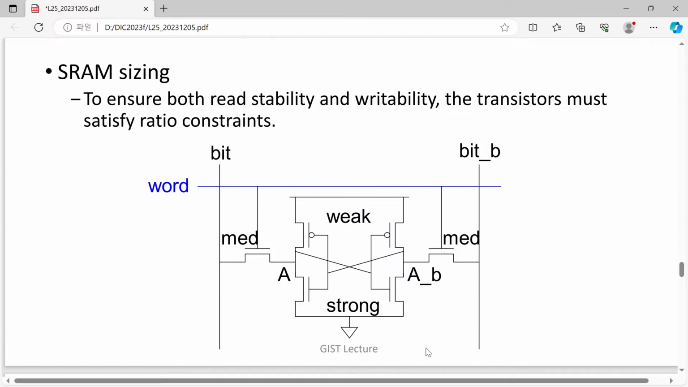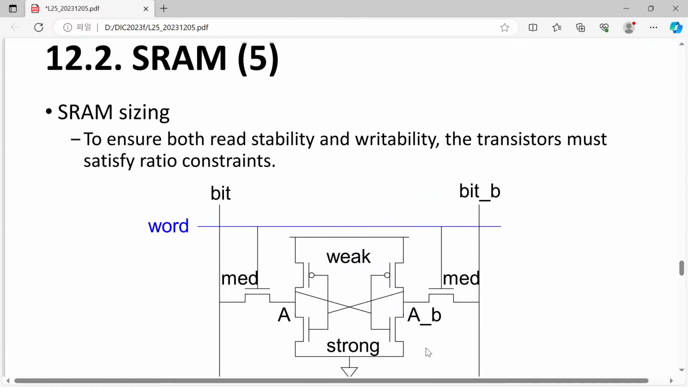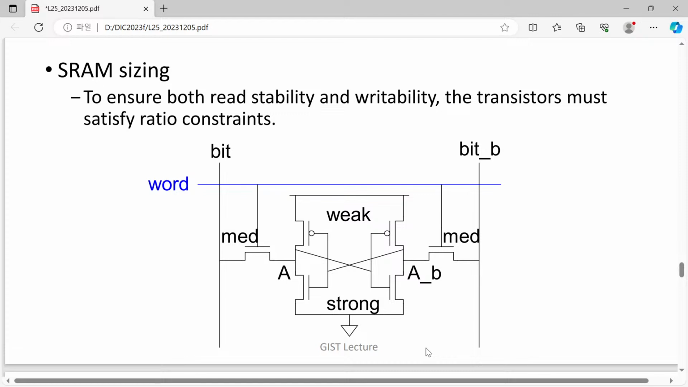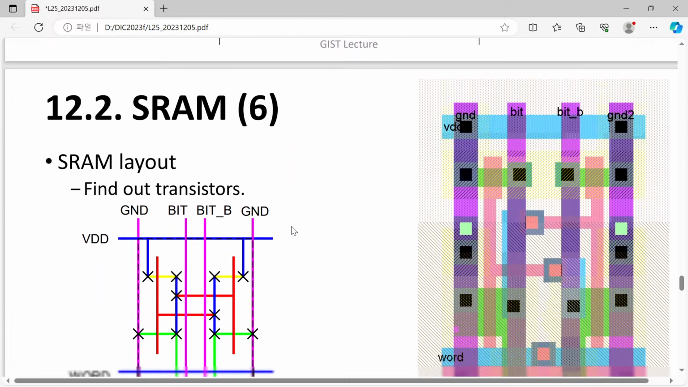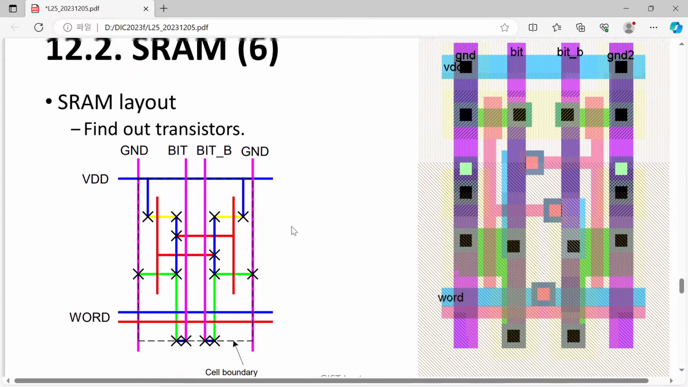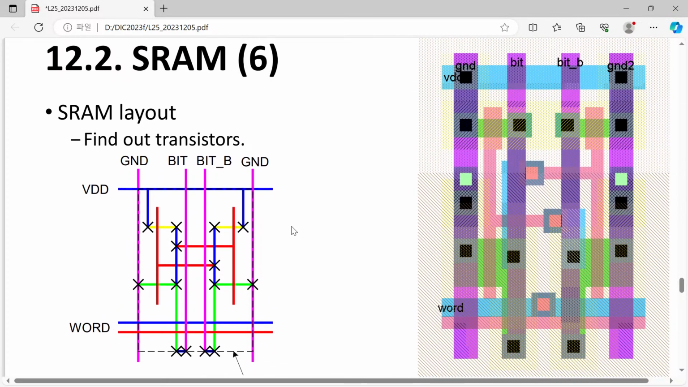So this is summarized here. In order to make the correct operation, we must have this kind of thing. The NMOSFET is the strongest, access transistor has an intermediate value, and the PMOSFET should be weak. And now let's have a look at the SRAM layout.